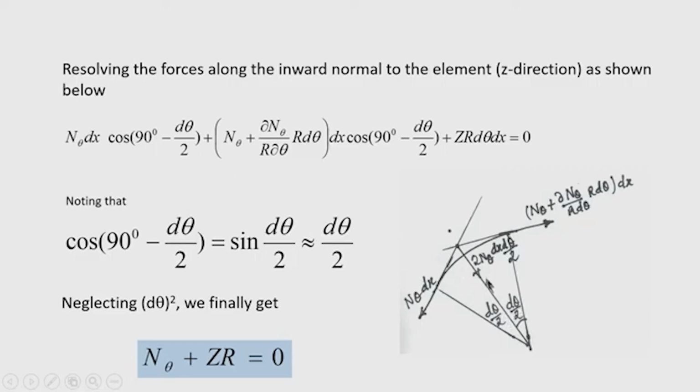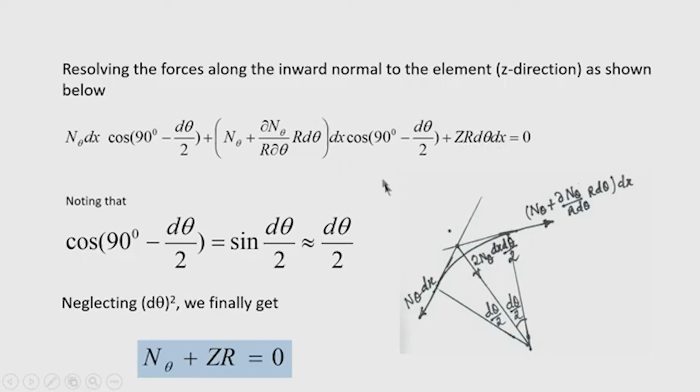So, when we resolve the forces along the radial direction, suppose this angle is d theta by 2 and this is your 90 degree. So, this angle will be 90 minus d theta by 2. So, resolving these forces along the radial direction, n theta dx cos, because the component of this along the radial direction, if this angle is 90 minus d theta by 2, will be n theta dx cos 90 degree minus d theta by 2, plus on the other side n theta plus del n theta r d theta into r d theta dx cos 90 degree minus d theta by 2. Then the component of the load along the radial direction is z r d theta dx.